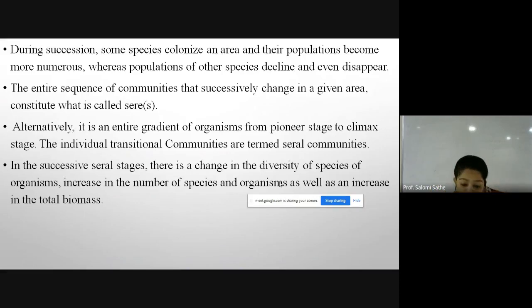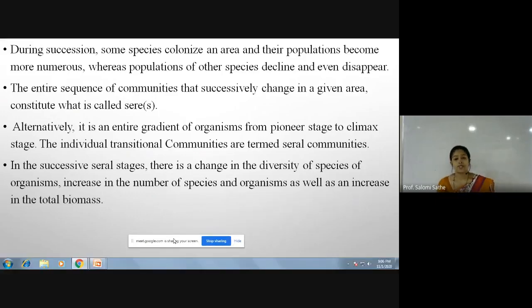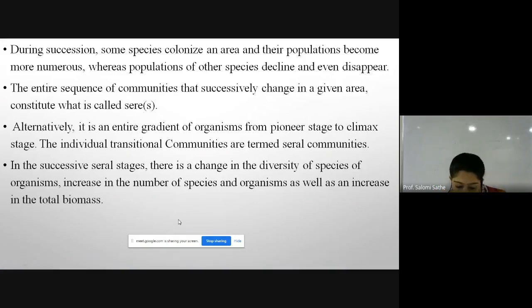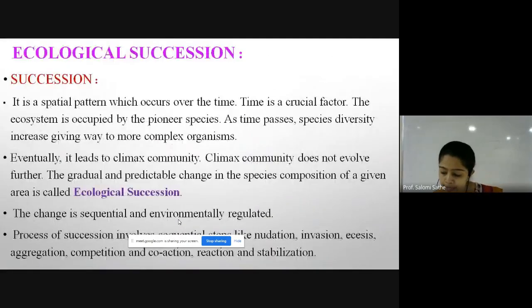The individual transitional communities are termed as seral communities. In the successive seral stages, there is a change in the diversity of the species of organisms, an increase in the number of species and organisms, as well as an increase in the total biomass. This is all about our today's lecture.